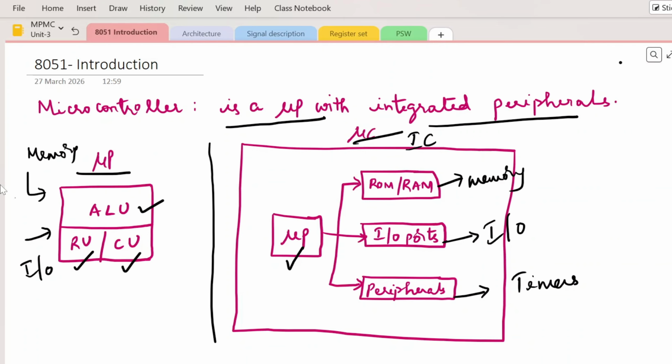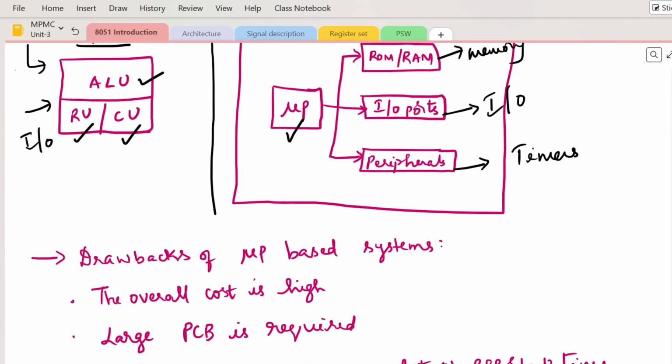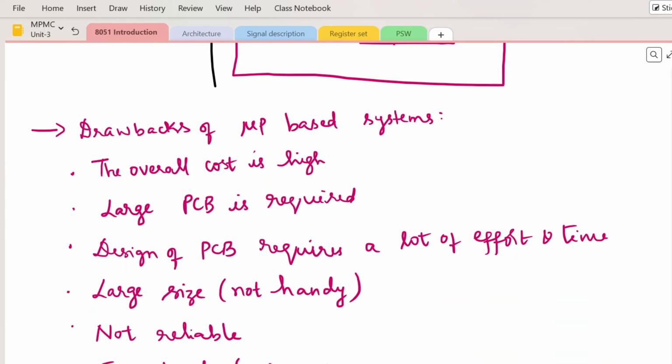Now coming to a processor based system and a microcontroller based system. What are the drawbacks of microprocessor based systems? The first one is that the overall cost of the system is high. Why? Because it consists of so many components, not only the processor. The CPU is nothing but a processor. For this you have to attach memory, IO devices, and any other peripherals. All these make the system cost very high.